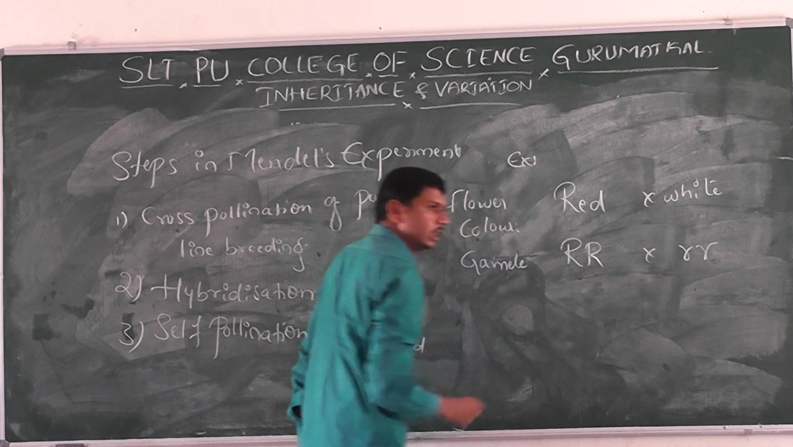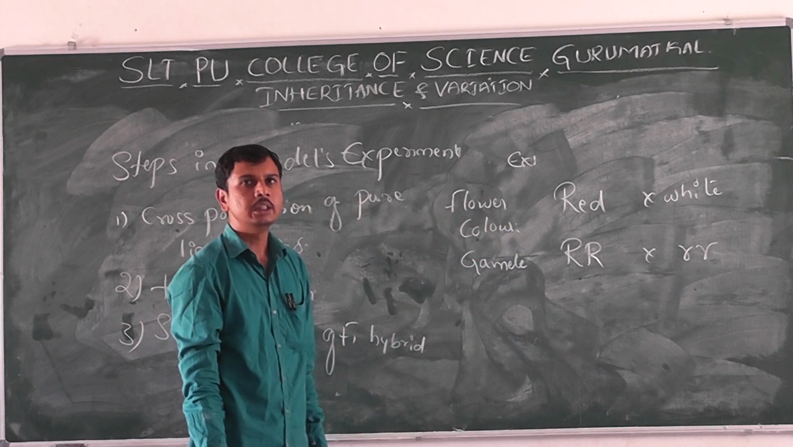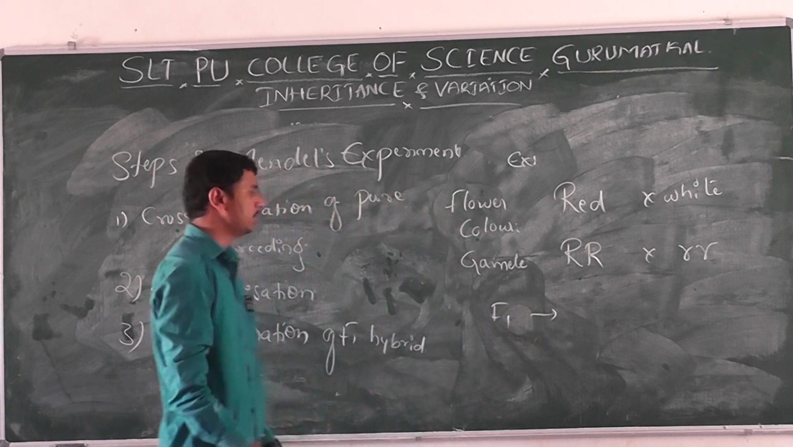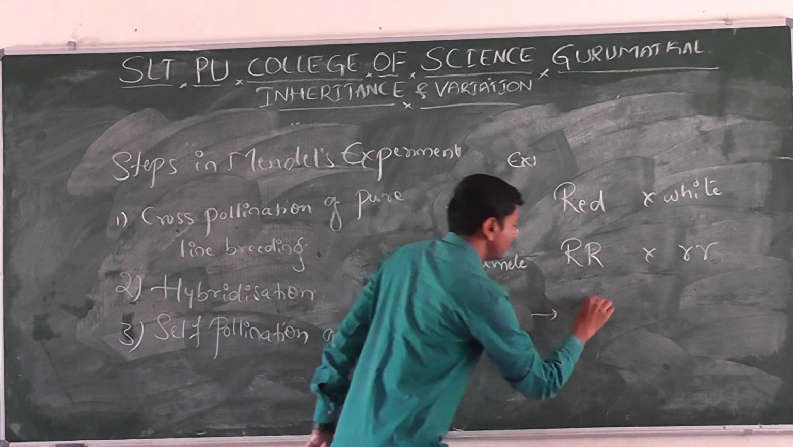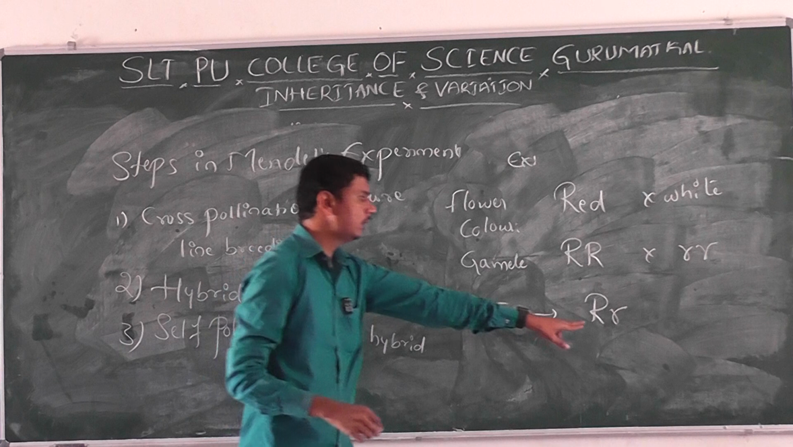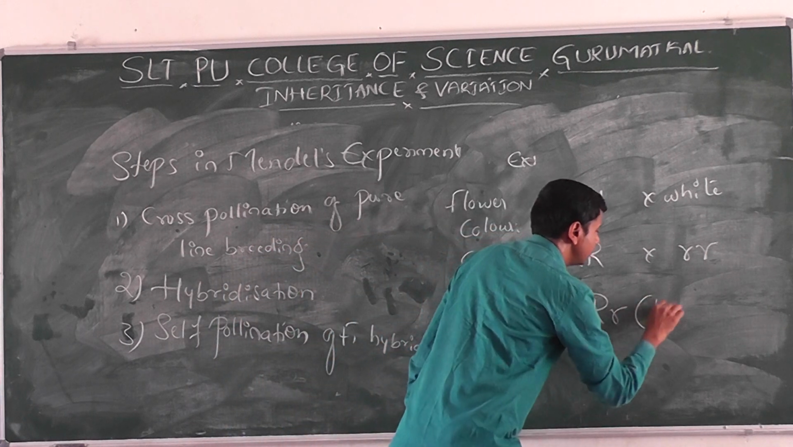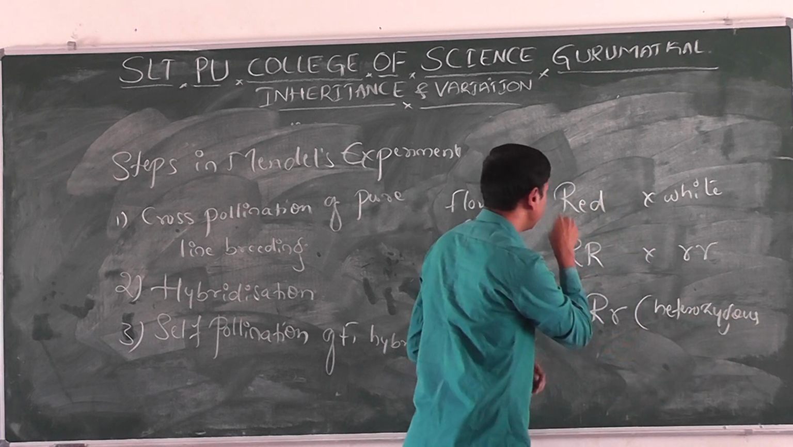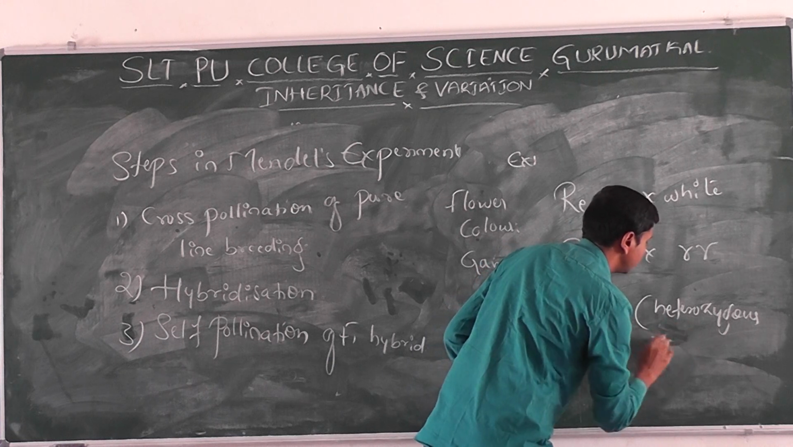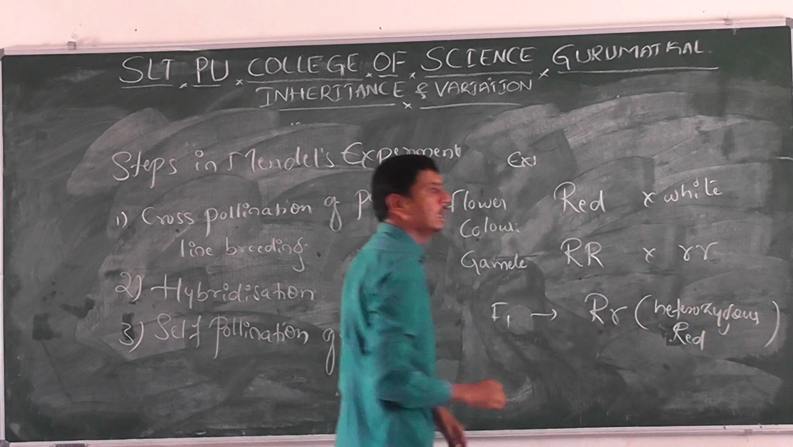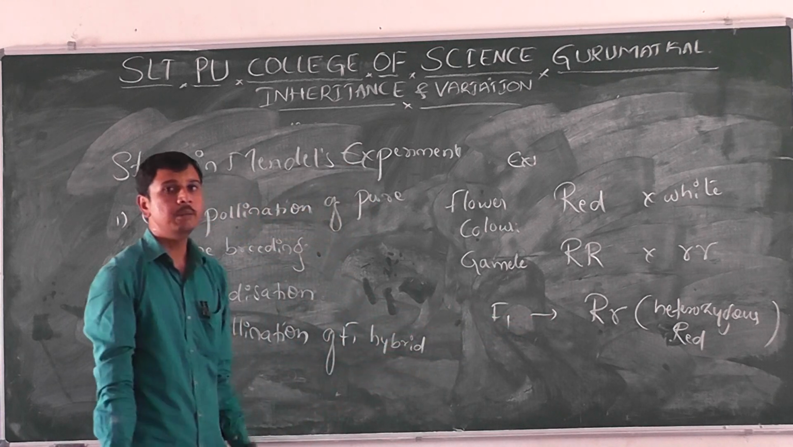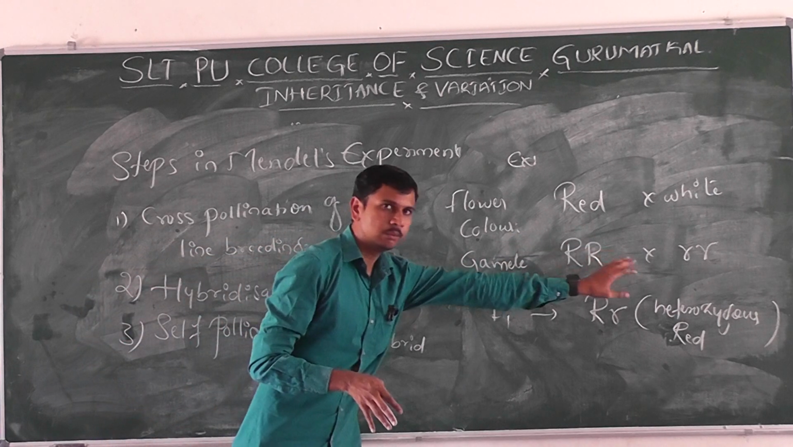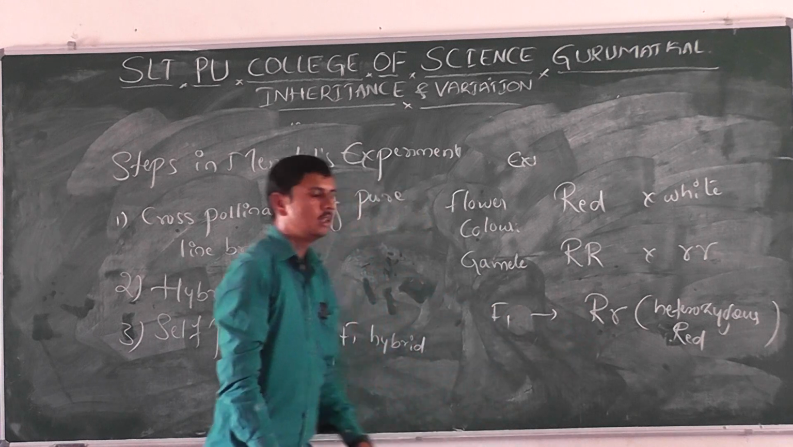In the case of hybridization, when the cross-pollination has taken place, at that time, what happens? In the F1 generation, there is a formation of a capital R and a small r. So here it is a heterozygous red. So this process we call a hybridization. After the crossing of these two pure lines, whatever the result will come, we call it hybridization.